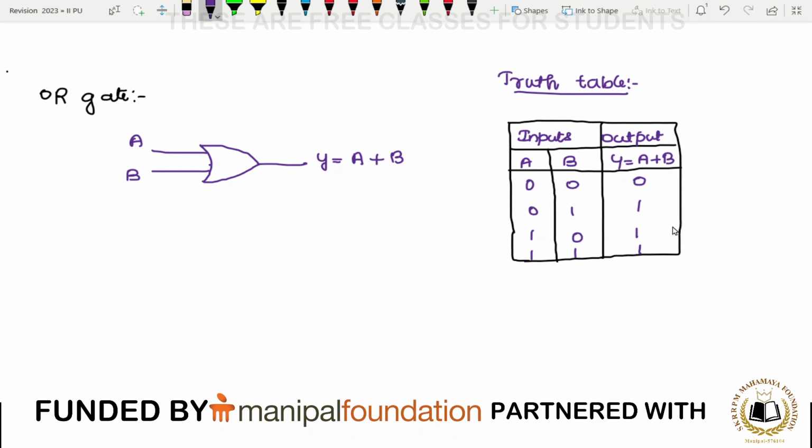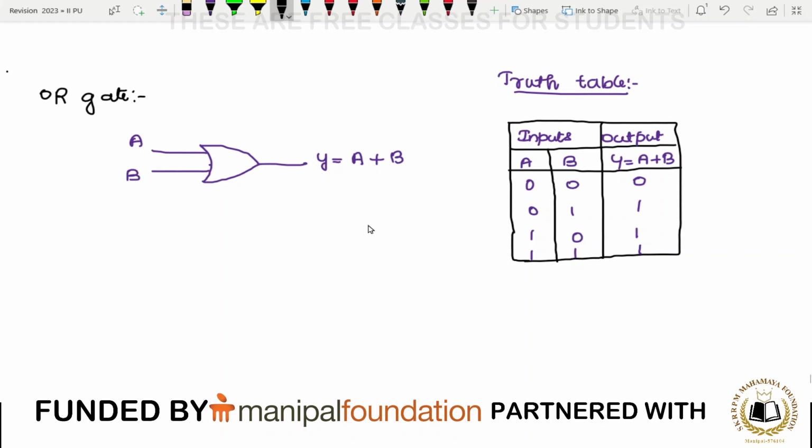The gate whose output is 1 when any one of the inputs is 1 is called the OR gate. It's similar to addition, but we cannot call this addition. This is not actually addition. The gate whose output is high when any one of the inputs is high is called the OR gate. This is the truth table, this is the symbol of the OR gate, and this is called the Boolean expression. Okay, so I hope this is clear.